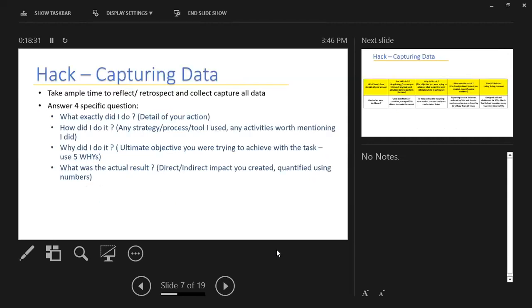Now, when we are talking about how to create your roles and responsibilities with respect to your project, there are 4 specific questions that you can ask yourself. The first one is, what exactly did I do? If you have done a project so far, what exactly did you do in it? Obviously, what exactly have you done in your project?